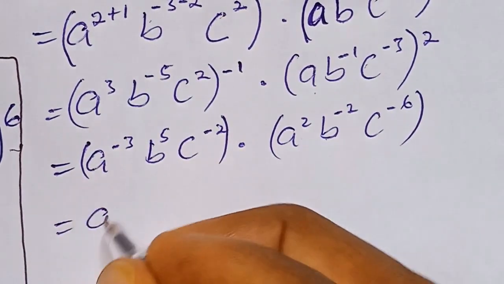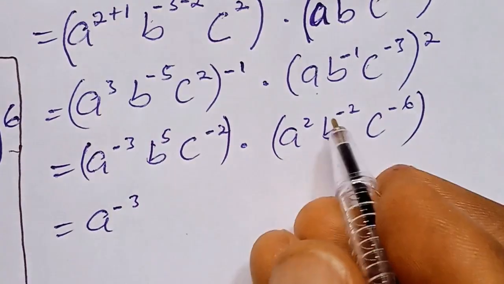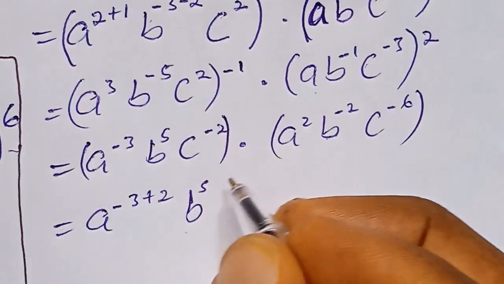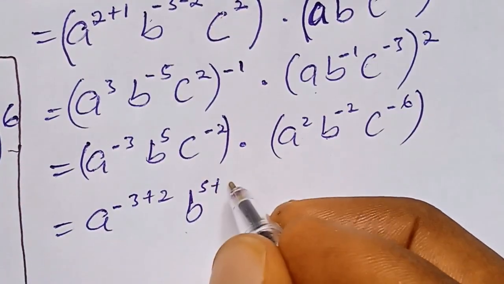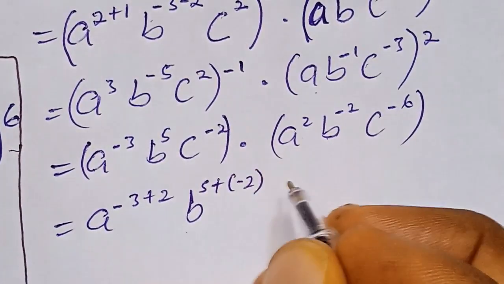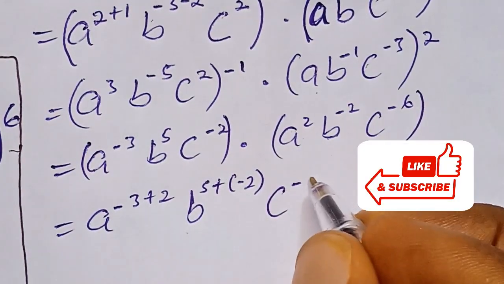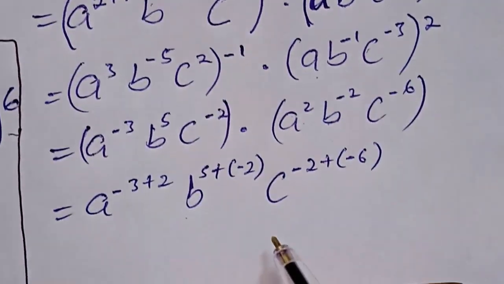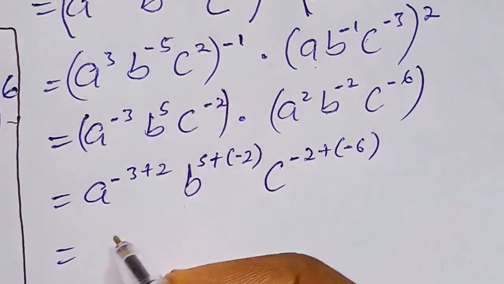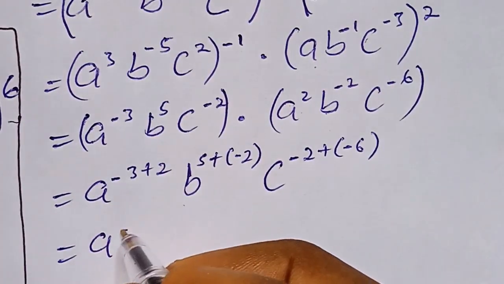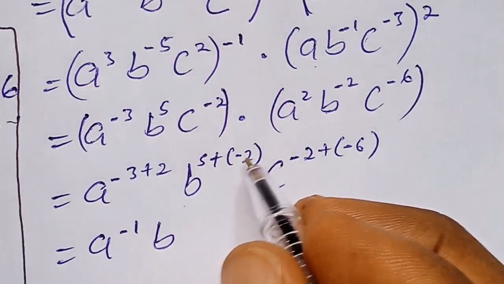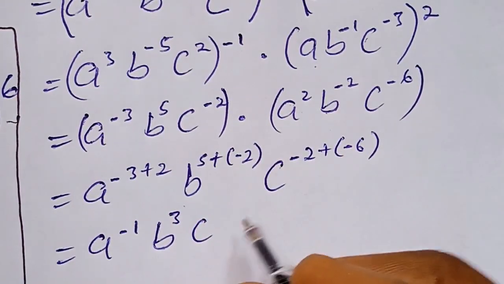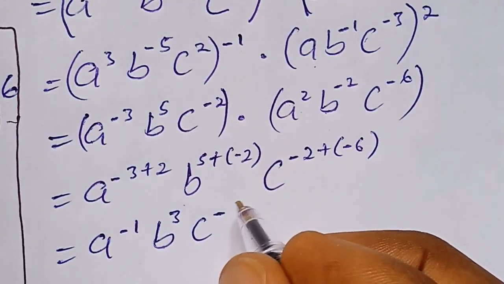So that will be equal to a raised to power minus 3 plus 2, b raised to power 5 plus into bracket minus 2, then c raised to power minus 2 plus into bracket raised to power minus 6. So to simplify this, we have a raised to power minus 1, b raised to power 3, c, then this gives us raised to power minus 8.